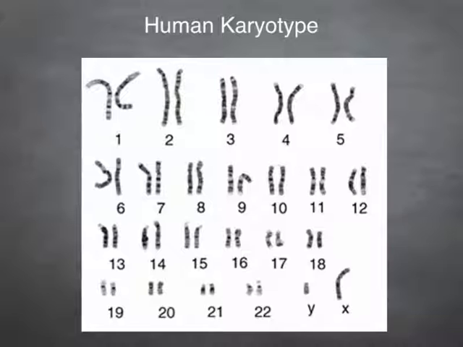So for instance, this particular individual has a Y chromosome and an X chromosome. That means that the person is a male. If another individual had 2 X chromosomes instead of a Y and an X, they would be female.